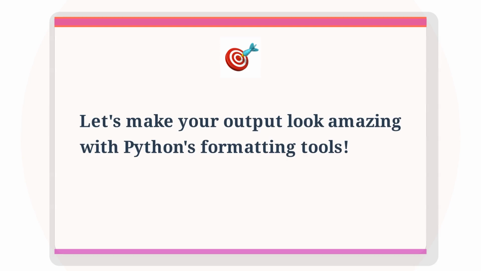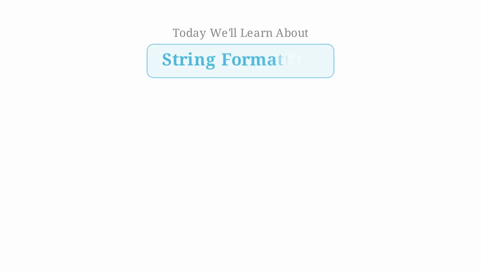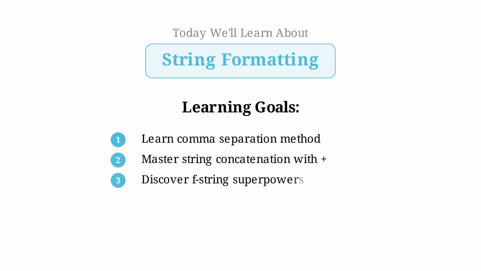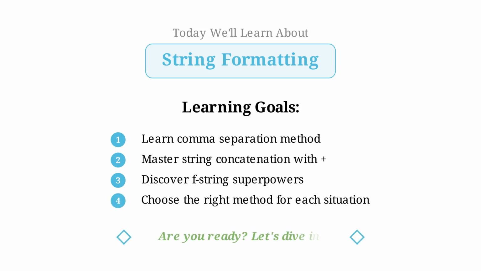Let's make your output look amazing with Python's formatting tools. Today we're becoming output artists. We'll master 3 powerful formatting techniques: comma separation for quick results, string concatenation for precise control, and F-strings for ultimate power and clarity. By the end, you'll know exactly which method to use in every situation. Let's make your output shine.